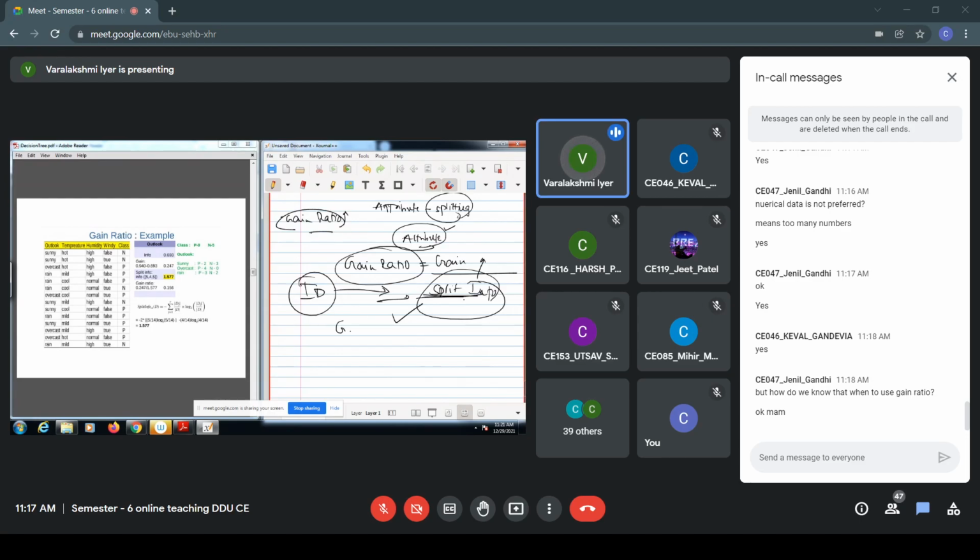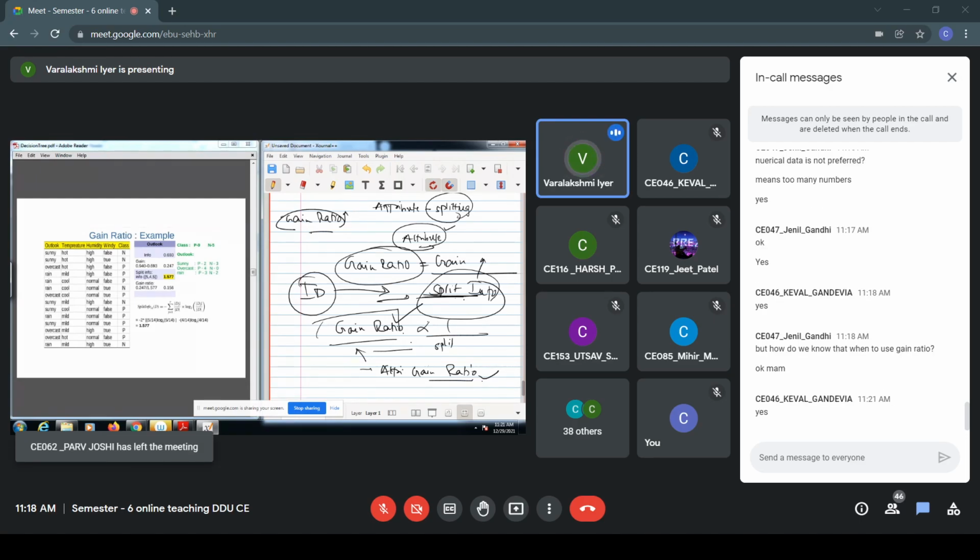So gain ratio is inversely proportional to splitting info. If the splitting information is high, the gain ratio will be lower, and if the splitting information is lower, the gain ratio will be higher, and we will choose the attribute which has the higher gain ratio as our splitting attribute. Is it clear to everyone? Yes or no? Yes. Okay, so this is the formula of splitting information.